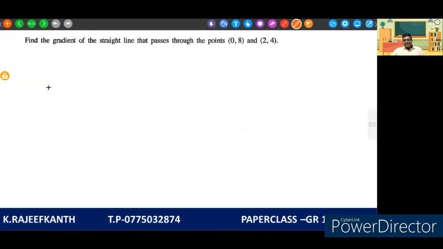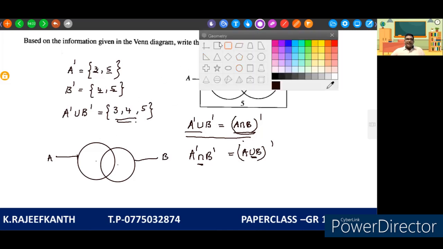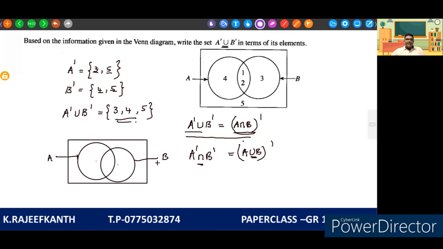Then next one, here someone is asking, can you show this one in a Venn diagram? Can you shade this one? Okay, here. This is A, this is B, right? Now I have to shade the region of A dash union B dash. Here we have to shade that 3, 4, 5.